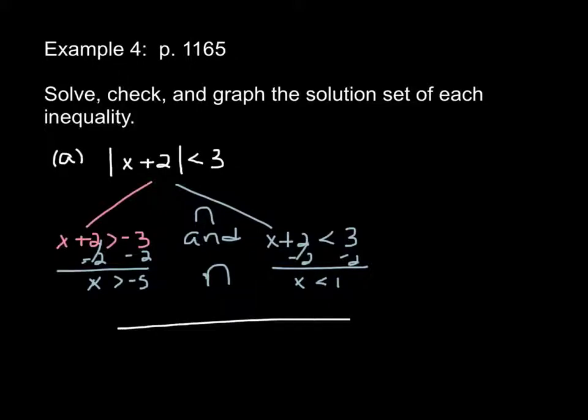So when I graph this, greater than negative 5 is this way, less than 1 is this way. So the overlap would just be the middle part. So then my solution set is just going to be negative 5 to 1.